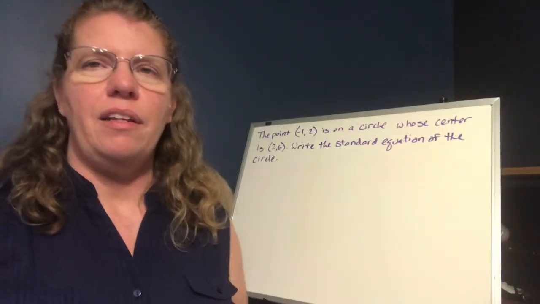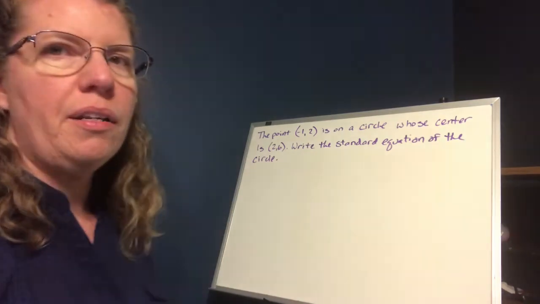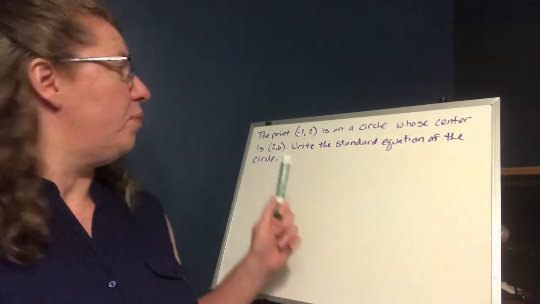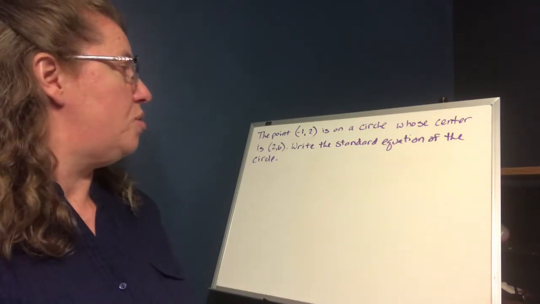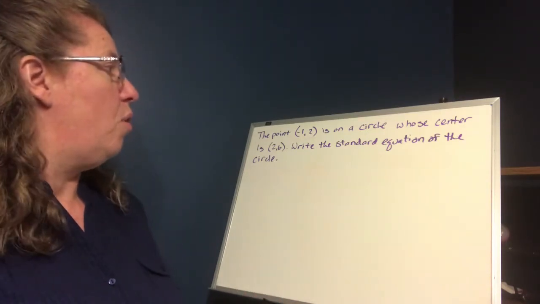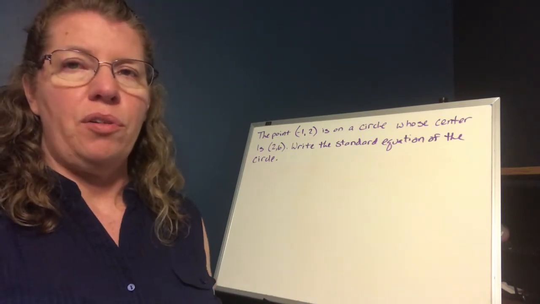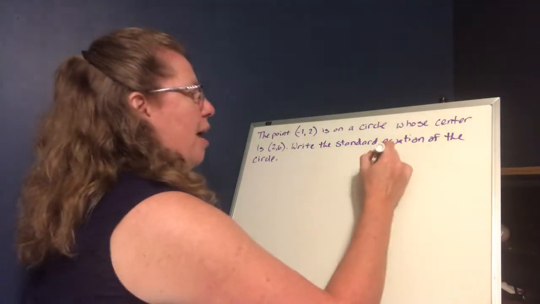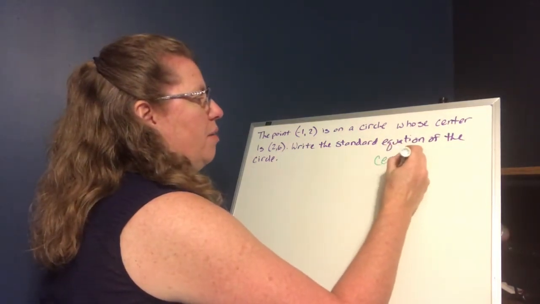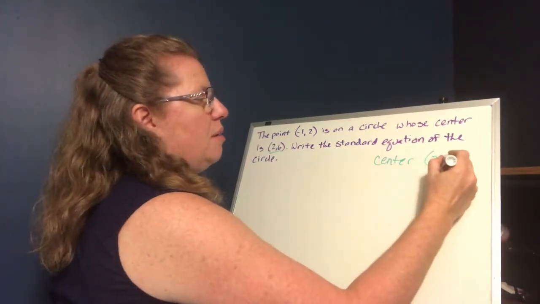All right, let's look at the next example. This one's a little bit harder than the last one. Let's work through it together and see how we do. The point (-1, 2) is on a circle whose center is (2, 6). Write the standard equation of the circle. Now we talked about the two things we need in order to write an equation. We need the center and we need the radius. The center they gave us, they told us the center is at (2, 6).